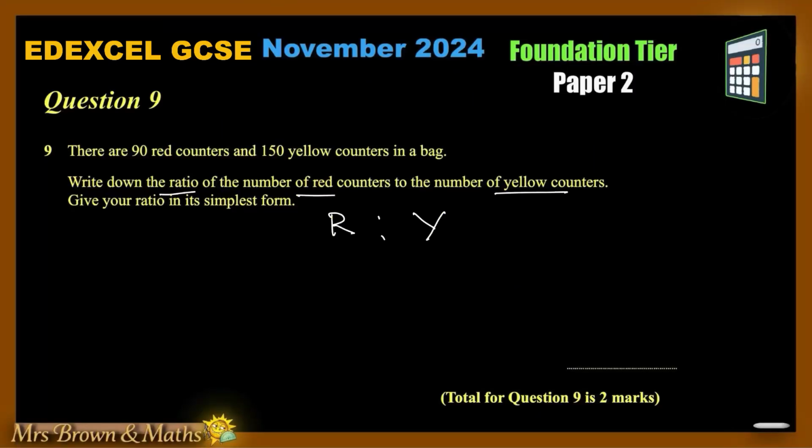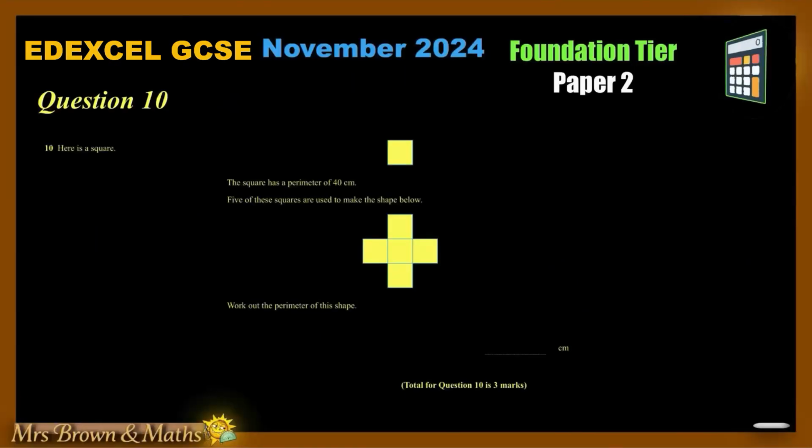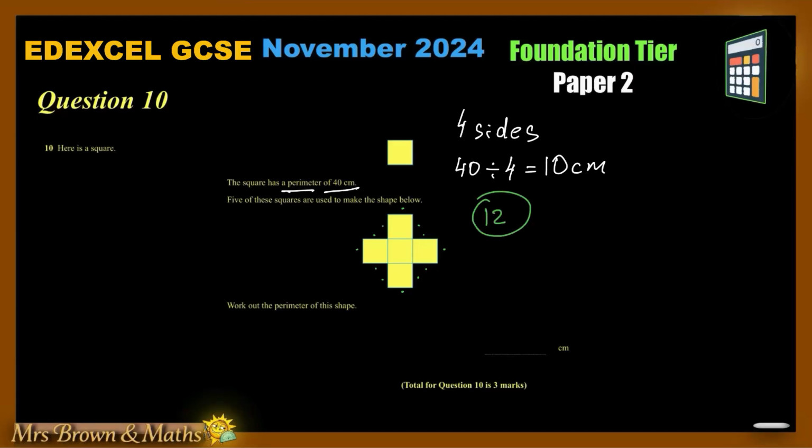Question 9. 90 to 150. Divide both sides by 30. 3 to 5. Question 10. Perimeter is 40, so one side is 10. Count outer edges only. 12 edges times 10 is 120 centimeters. Stop here. If you're losing marks at this point, it's not math, it's rushing.